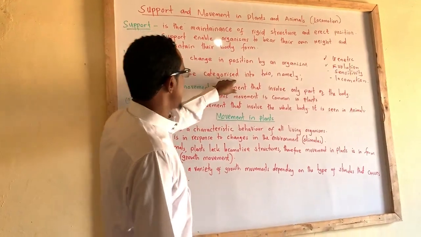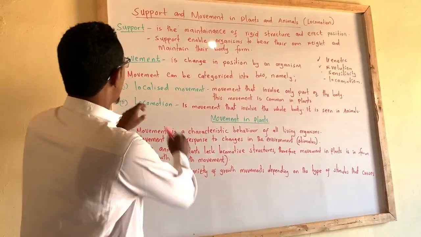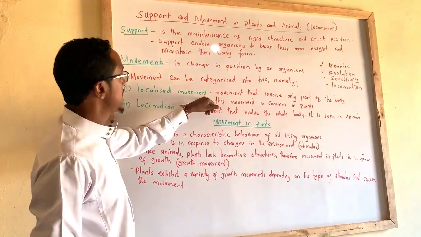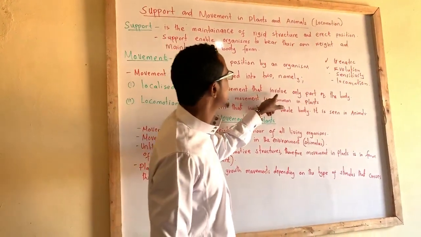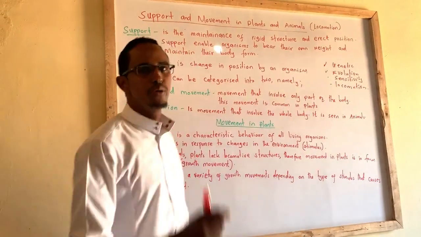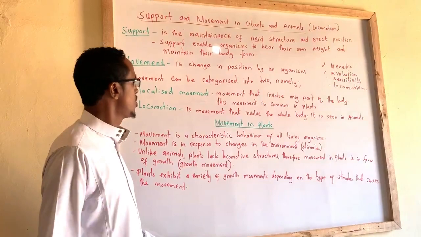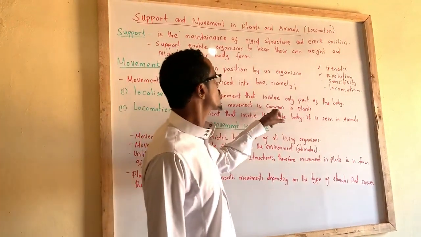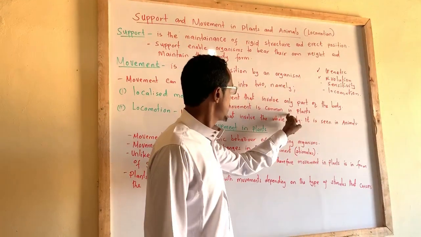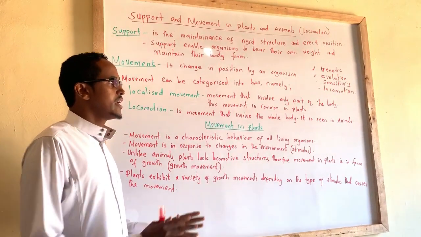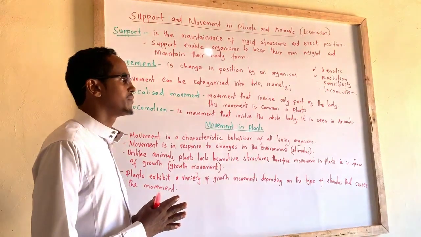Movement can be categorized into two. We can have localized movement. Localized movement is a type of movement that involves only part of the body. It is only part of the body that moves, and not the whole body. This type of movement is common in plants. You will not see a plant as an organism moving.